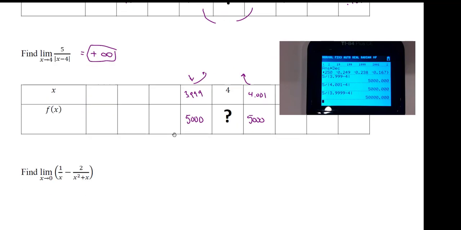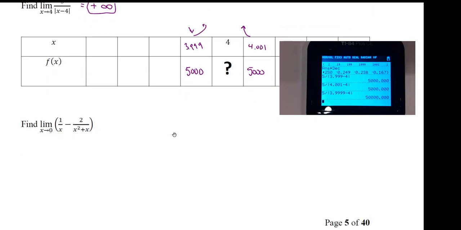Final problem for this lesson. Here we didn't give you a chart at all, so you just have to think of a number that you know and love that's close to 0. And let's do one on the left. Let's do -0.0001. And then on the right, we'll do positive 0.0001.